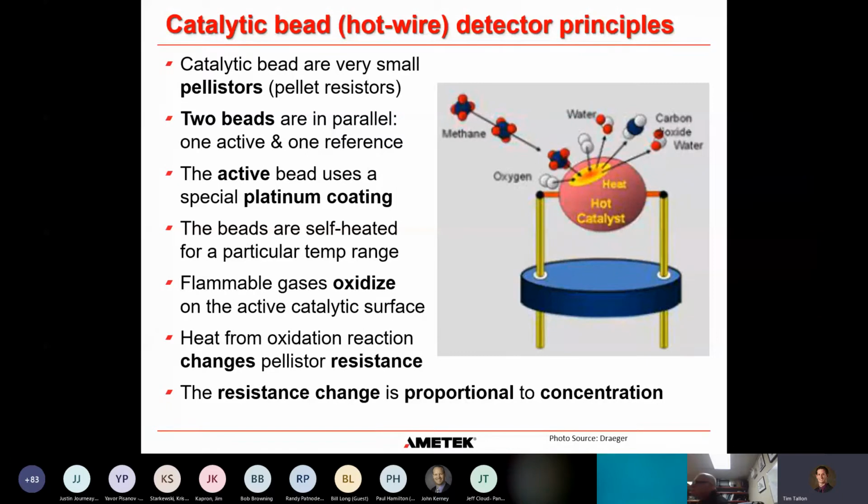This image definitely helps to put together the picture. These are very small detectors, very small elements, but the overall chemistry that happens on the surface.